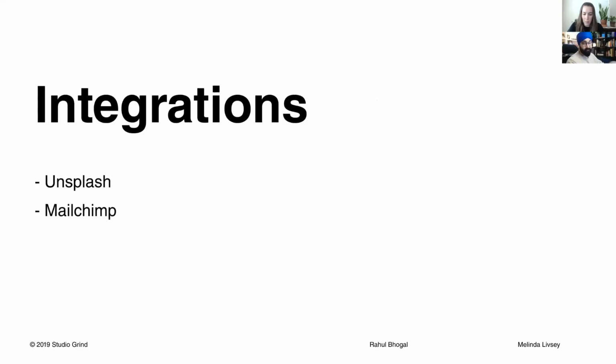Integrations, these are just a few. They are integrated with Unsplash. They're integrated with MailChimp. You can load your Instagram feed on there. There are many integrations. Sorry, I didn't get a chance to cover all of them here, but these are some of the big ones that most people know. And what that means is within the website builder, you can access these tools right through the dashboard.